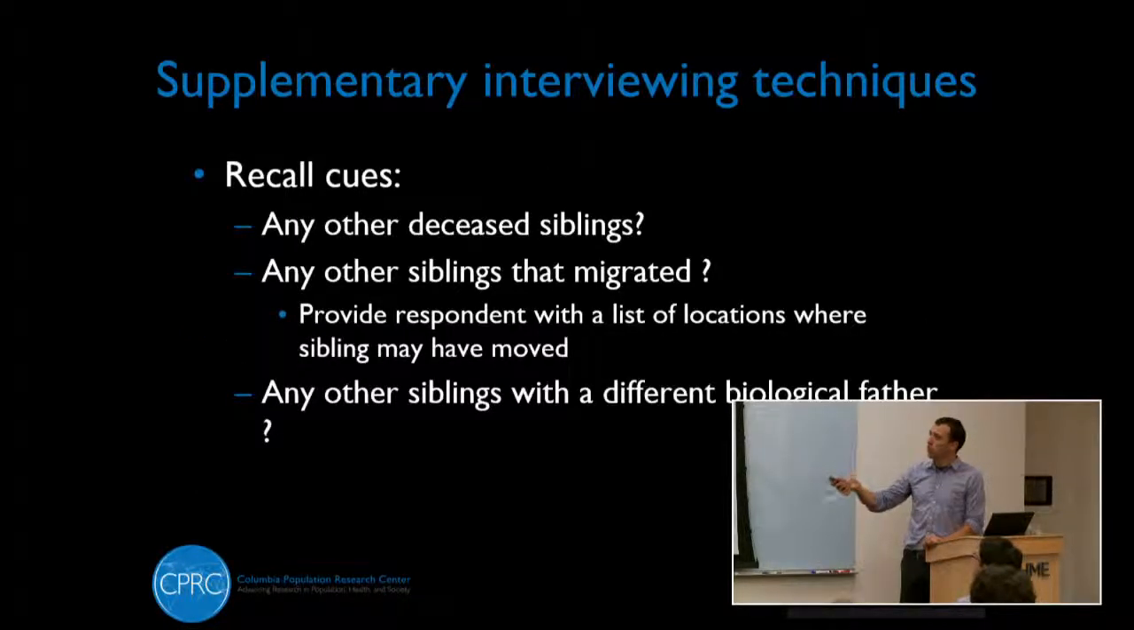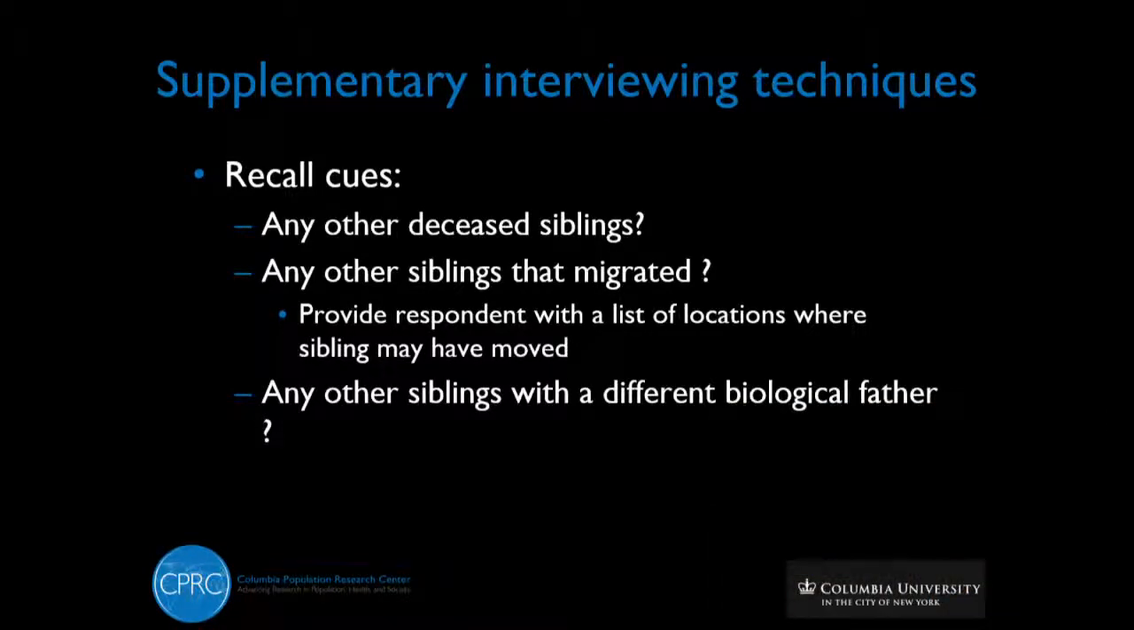Then, based on our pilot study, we also added a few recall cues, specific things we know are often omitted during the survey that we're trying to bring back into the interview. First and foremost, asking respondents whether there are deceased siblings that they may have forgotten or may not have reported. Then, since we had so much trouble with the siblings that were lost to follow-up in the demographic surveillance, we asked them also to list whether there were siblings that had migrated elsewhere. And to help them with this, we gave them a list of the different cities where people migrate to in Senegal. So we asked them, are there any other siblings that maybe have migrated? Maybe they went to Dakar, maybe they went to Mbour, maybe they went to all these other places, and we went through the list like this. And finally, whether there were other siblings who had a different biological father, because we saw that this was a big issue also in terms of omission.